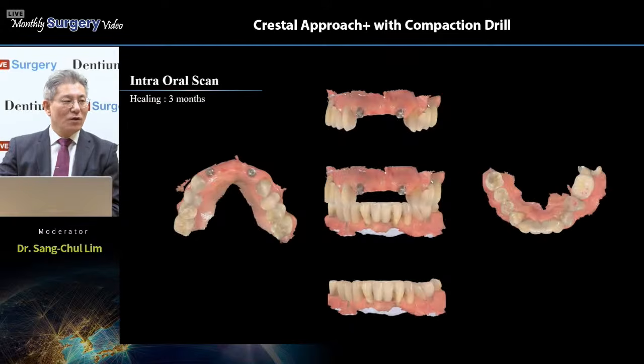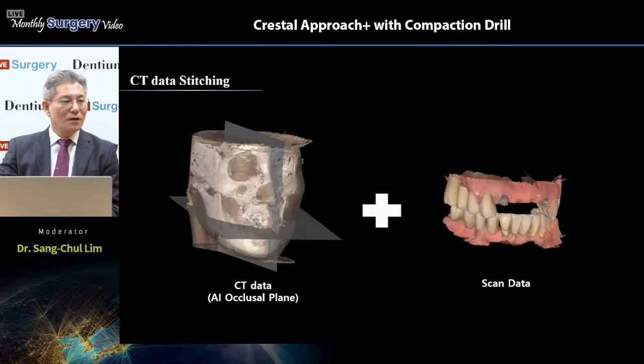At this time point, we took an intraoral scan using the intraoral scanner, Shining 3D scanner, and it looks like this, very nice. Intraoral scanning views are taken. And the CT data plus scan data were stitched to each other to get better and more correct data.